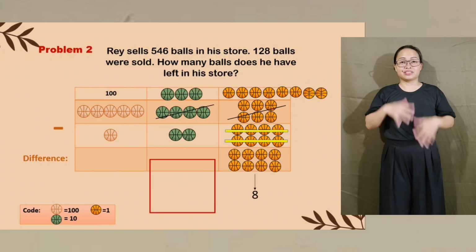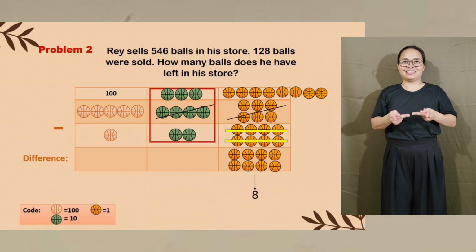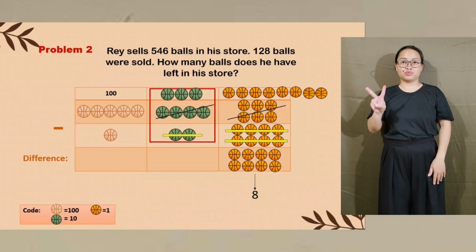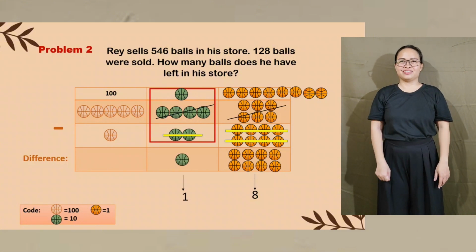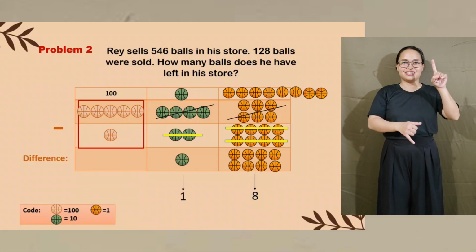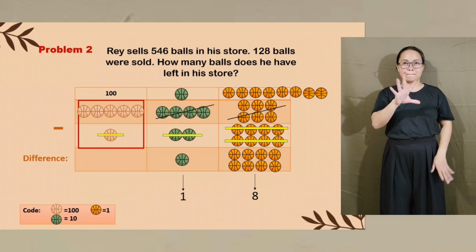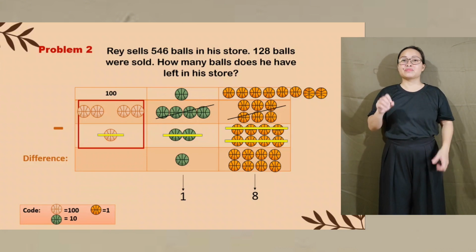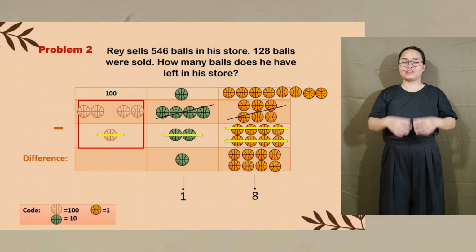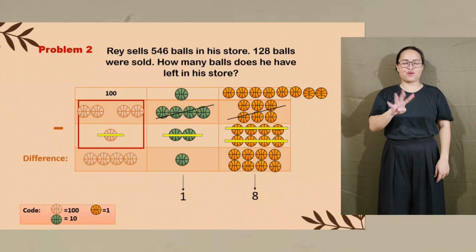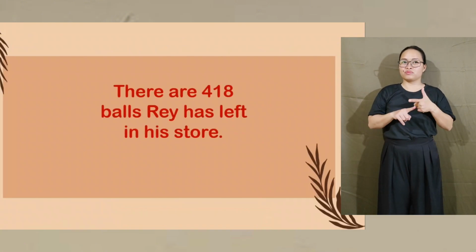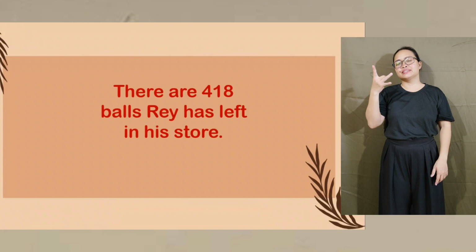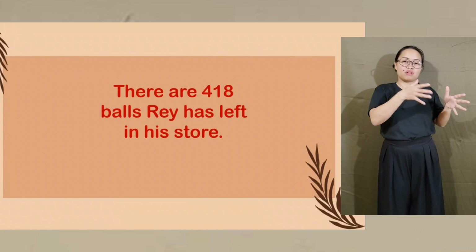Now let's proceed to the tens place. 3 minus 2. So the remaining ball is 1. And lastly, 5 minus 1. So the remaining balls are 4. So this is the difference. Therefore, there are 418 balls Ray has left in his store.